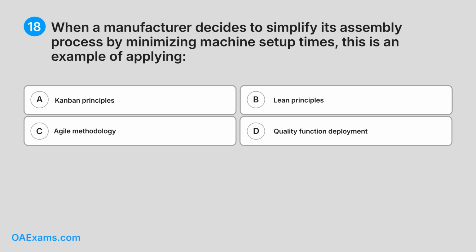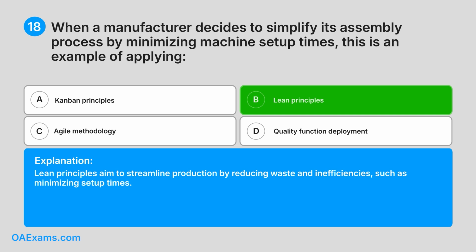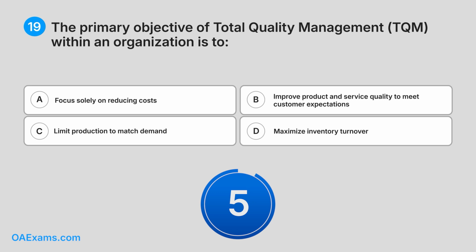Correct answer, B. Lean principles. Explanation: lean principles aim to streamline production by reducing waste and inefficiencies, such as minimizing setup times. 19. The primary objective of total quality management, TQM, within an organization is to A. Focus solely on reducing costs. B. Improve product and service quality to meet customer expectations. C. Limit production to match demand. D. Maximize inventory turnover. What do you think is the answer?